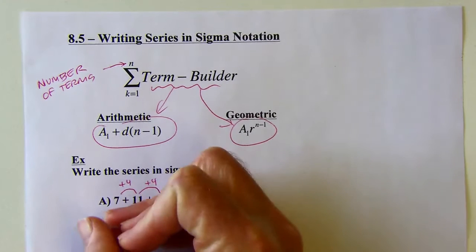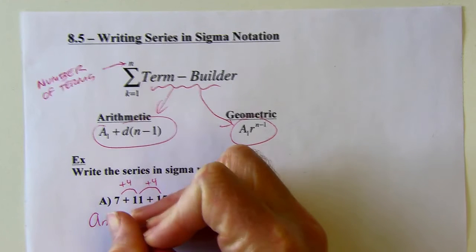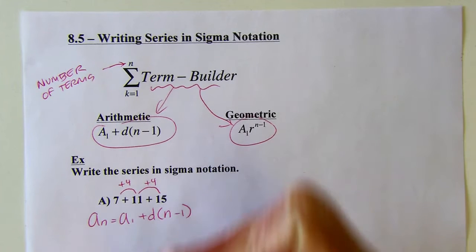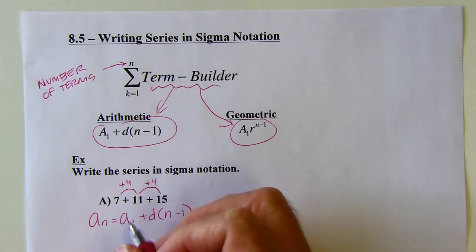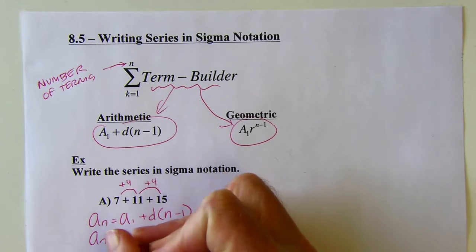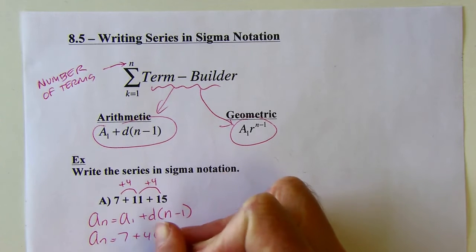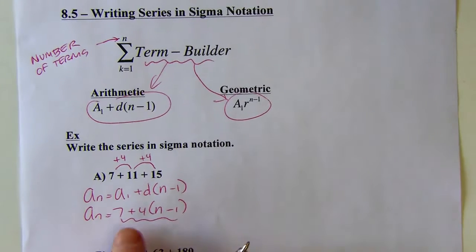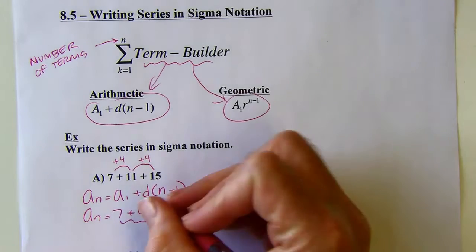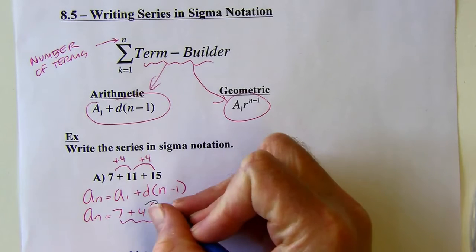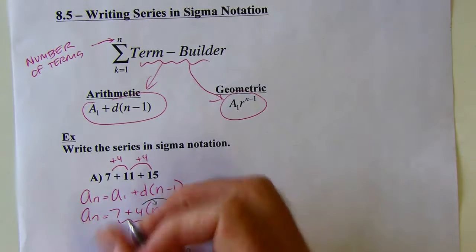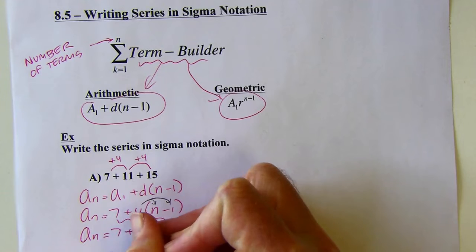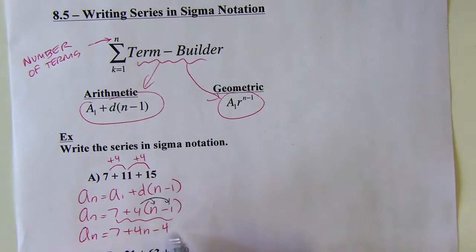So if I'm trying to build a formula for this, well, the first term is 7, the difference is 4, and I'm just going to leave that as n. Now you could actually use this and put it after the sigma, but I want to clean it up a little bit, so I'm going to distribute, because we can simplify it, right? I can distribute the 4. And then I can combine the 7 and the negative 4.